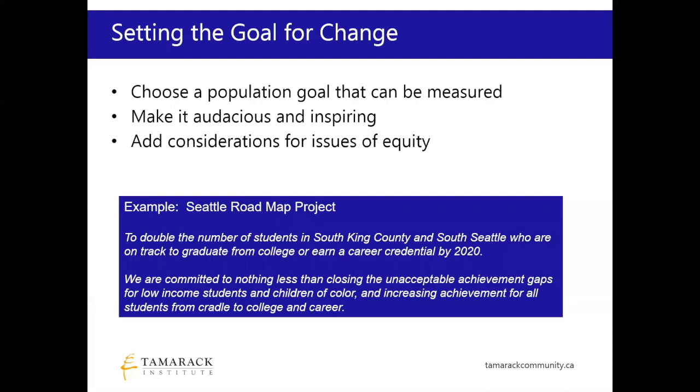In setting your goal for change, you want to use a population goal that can really be measured. And I gave you an example a couple of minutes ago about increasing high school graduation rates. That's a fairly easy goal to identify. There's usually data that is collected about that goal. There might be some other population level goals that are a little bit harder to measure. Some other things to consider are that your goal should be inspiring. It should make you want to reach beyond what is normally achievable.